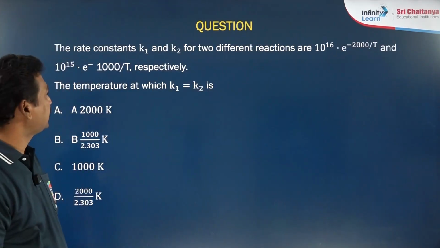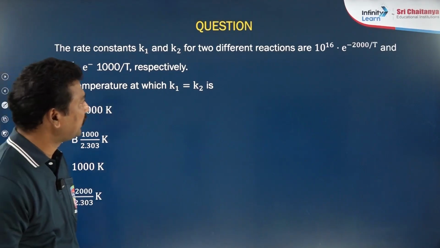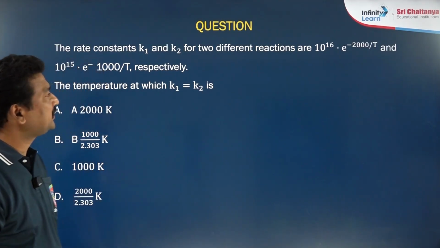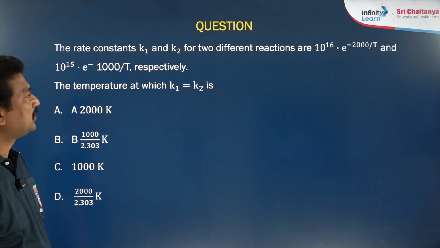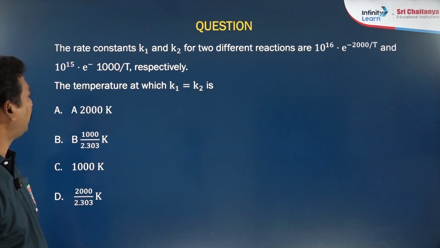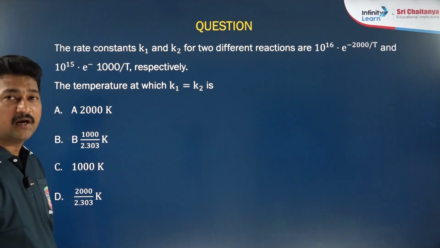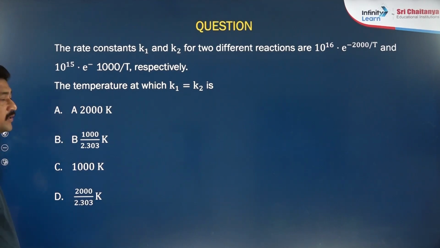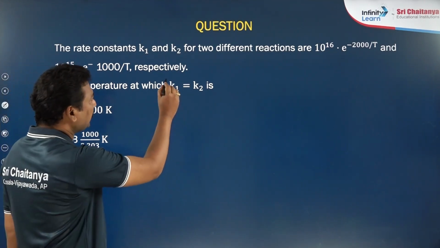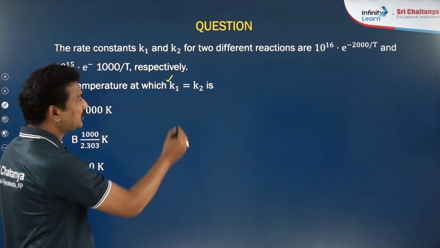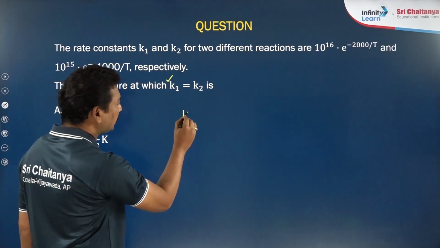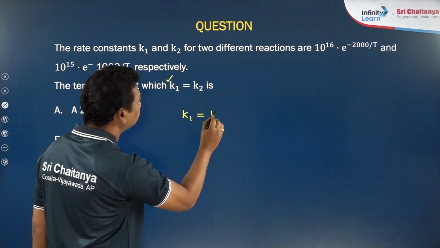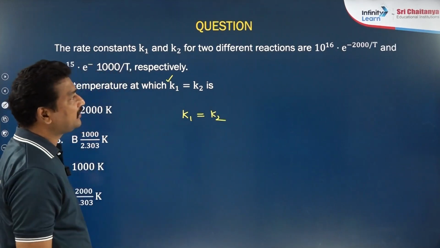The rate constants K1 and K2 for two different reactions are 10 power 16 into e power minus 2000 by T and 10 power 15 into e power minus 1000 by T respectively. The temperature at which K1 is equal to K2 is. How to solve such kinds of questions, my dear students? From the given relation itself we can solve. What is the given relation? The given relation is K1 is equal to K2. Just equate their rate constants.